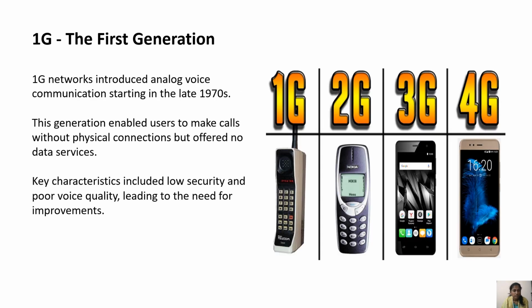And next is the first generation, that is 1G. 1G networks introduced analog voice communication starting in the late 1970s. This generation enabled users to make calls without a physical connection but offered no data services. The characteristics included low security and poor voice quality, leading to the need for improvements. We can see here pictures of the 1G mobile phone, the 2G mobile phone, and 3G and 4G mobile phones.